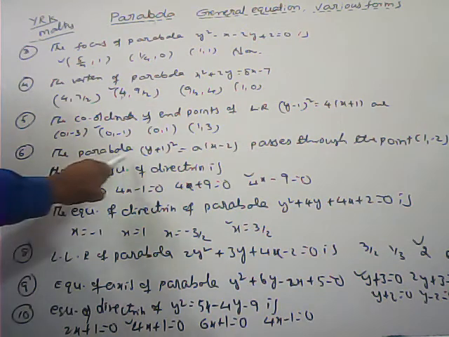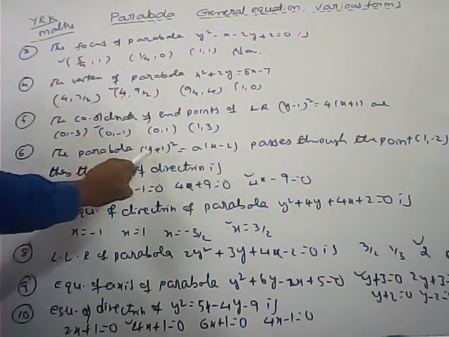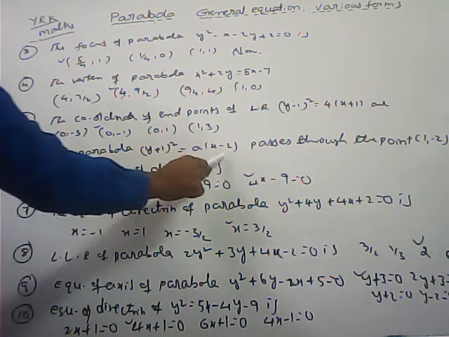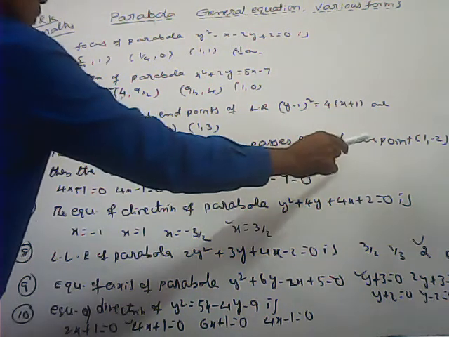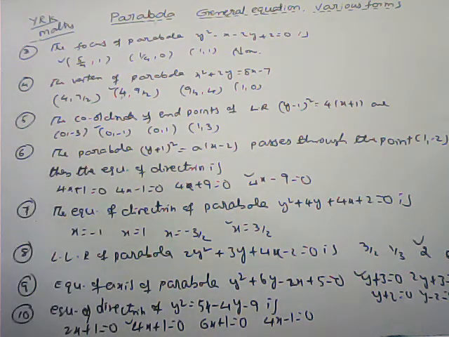Here the parabola (y − 1)² = 4(x + 1). Here the parabola (y + 1)² = a(x − 2) passes through the point (1, −2), then we can get the a value. After that we can write the equation of the directrix.